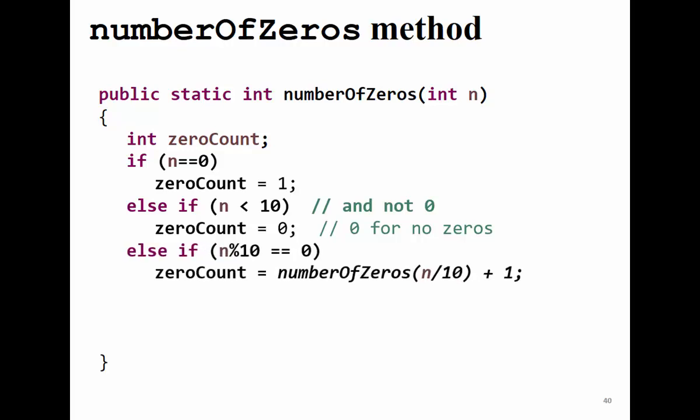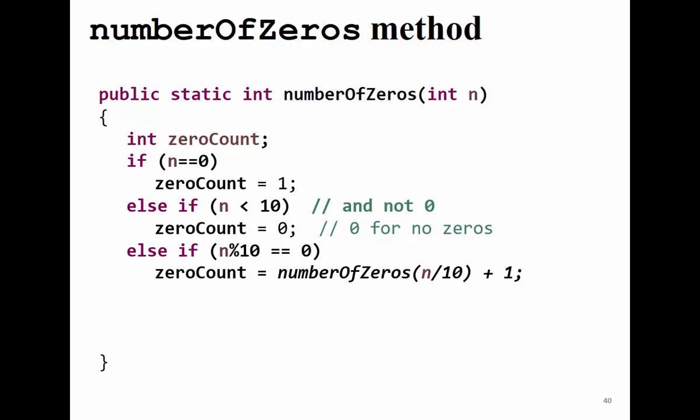Otherwise, we're going to take n mod 10. We take the remainder. And if the remainder is equal to 0, what does that mean? The last digit is equal to 0. So we're going to call the number of zeros, this is the recursive call, with n divided by 10. What does this end up doing? Reducing the argument.